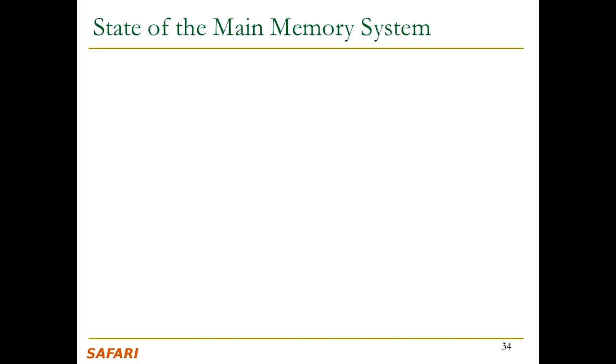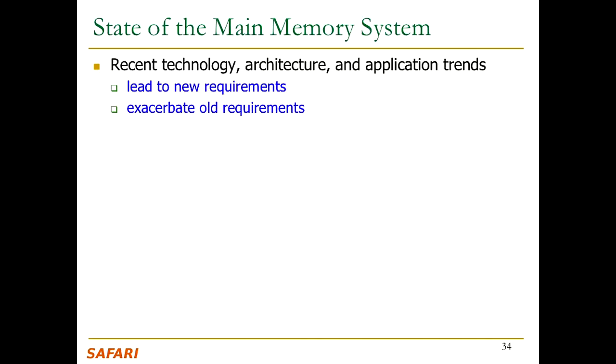Okay, so let me give you a broader perspective of the memory system. Basically, we'll talk about some recent technology, architecture, and application trends that lead to some new requirements from the system and that exacerbate some old requirements. And as we've seen before in the caching memory hierarchy lecture, we always wanted a lot from the system, right? Zero latency, zero cost, infinite bandwidth, infinite capacity. But there are some new requirements also on top of this, or at least expanding requirements.